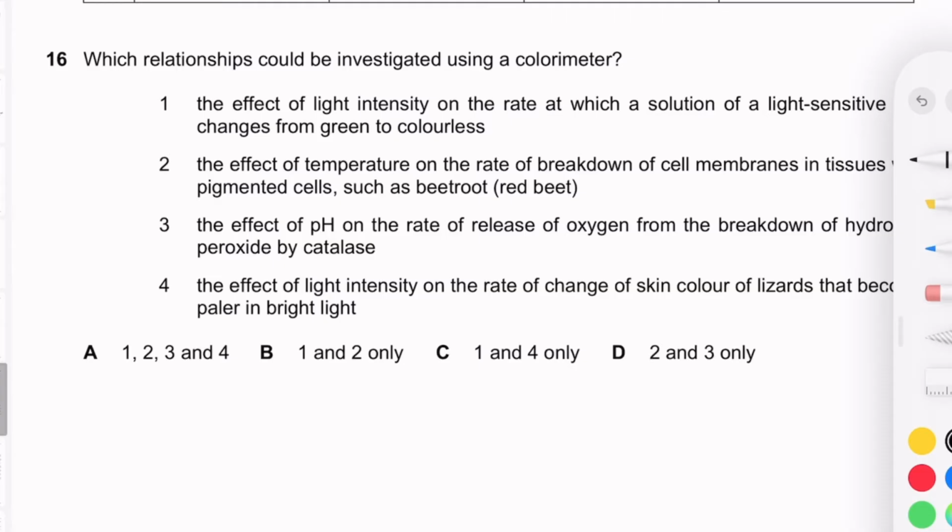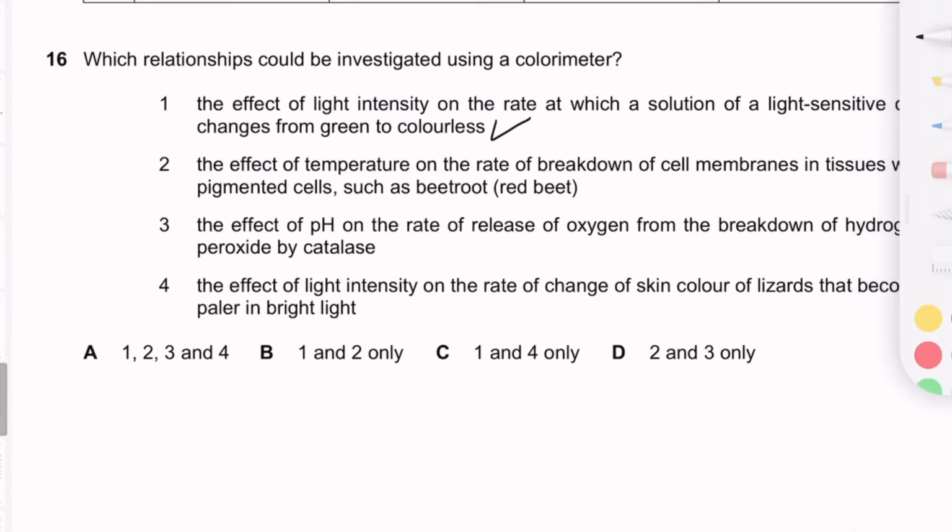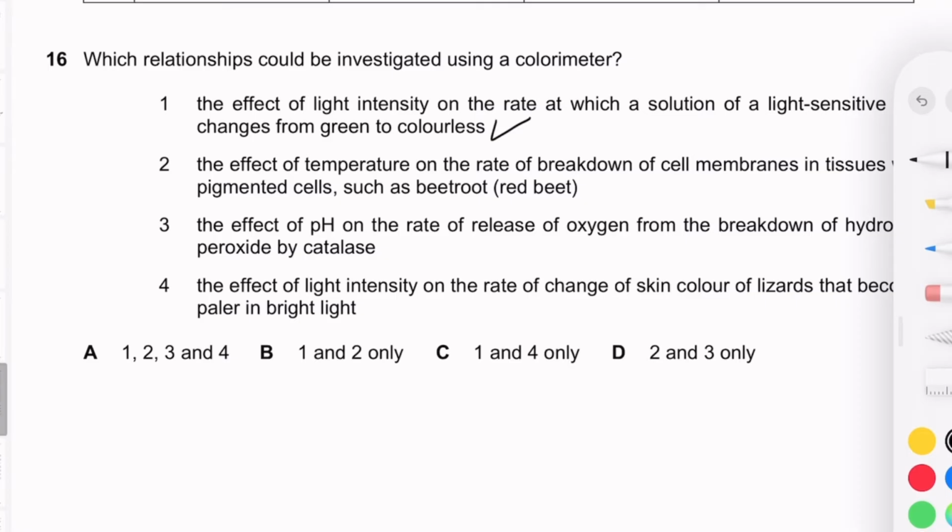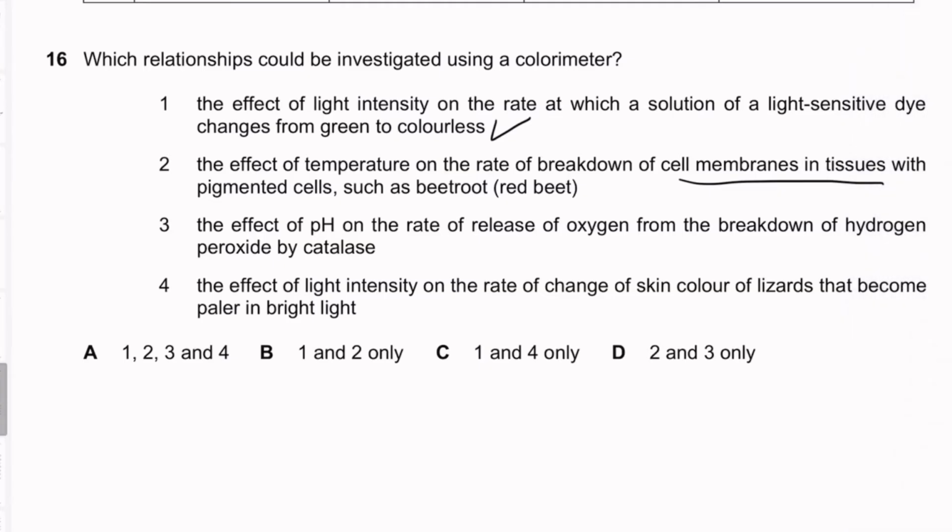The effect of light intensity on the rate at which the solution of a light sensitive dye changes from green to colorless. Sure, as long as there's color involved, then we can of course use it. The effect of temperature on the rate of breakdown of cell membranes in tissues with pigmented cells such as beetroot. If we understand what's happening here, the temperature is going to break down the cell membranes, and so the pigment is going to diffuse to the surroundings. I suppose we could use it as well for this one. Yeah, basically we can also do 2.